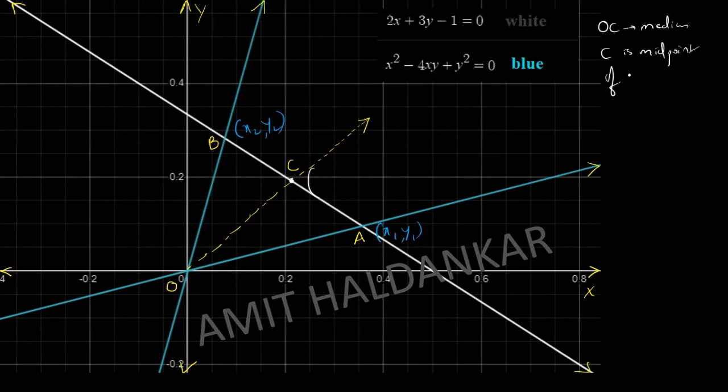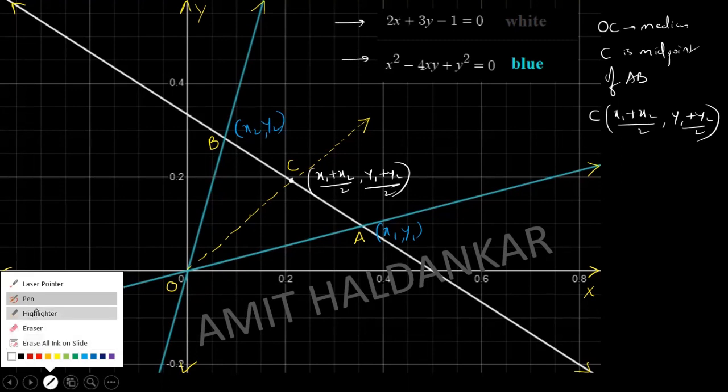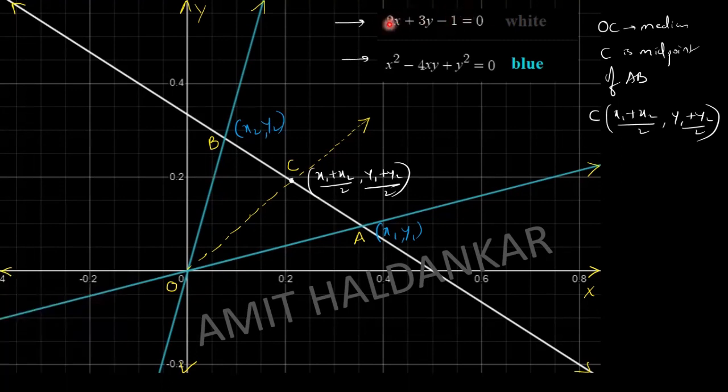of AB. And therefore I can say coordinates of C will be x1 plus x2 by 2 and y1 plus y2 by 2. So C will have coordinates x1 plus x2 by 2 and y1 plus y2 by 2. Now you have been given these two equations over here. We'll find one of the variables by using the first equation. Either we will get x or we will get y, and then we'll substitute the value over here.